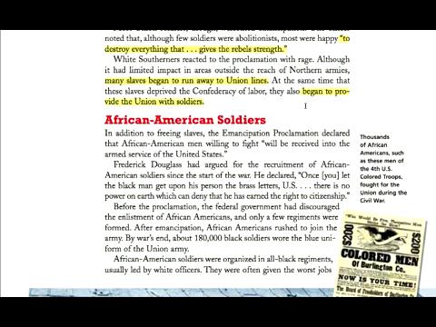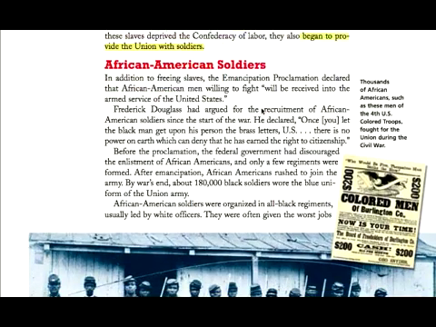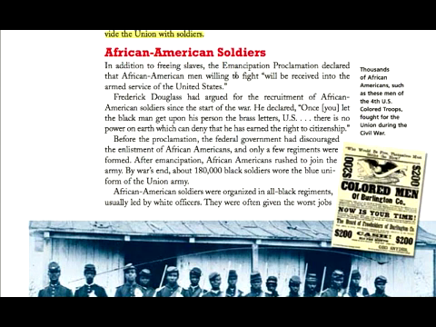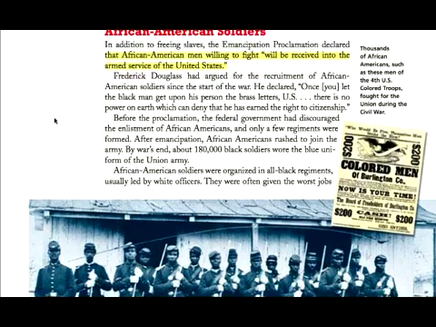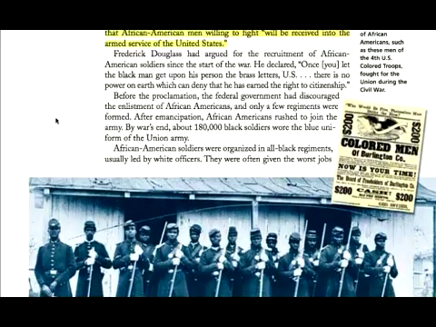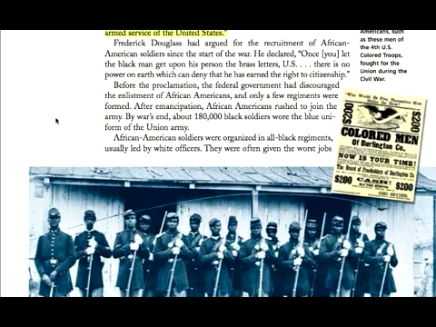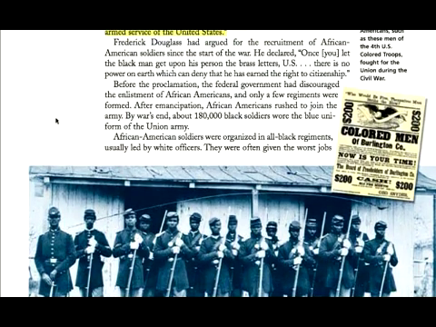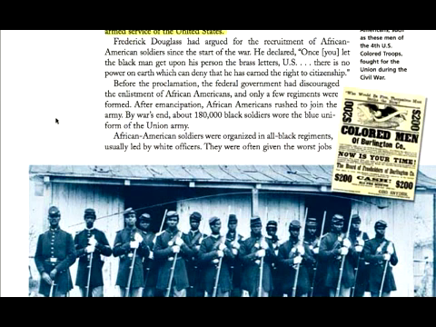African American soldiers. In addition to freeing slaves, the Emancipation Proclamation declared that African American men willing to fight will be received into the armed service of the United States. Frederick Douglass had argued for the recruitment of African American soldiers since the start of the war. He declared, "Once you let the black man get upon his person the brass letters, U.S., there is no power on earth which can deny that he has earned the right to citizenship."